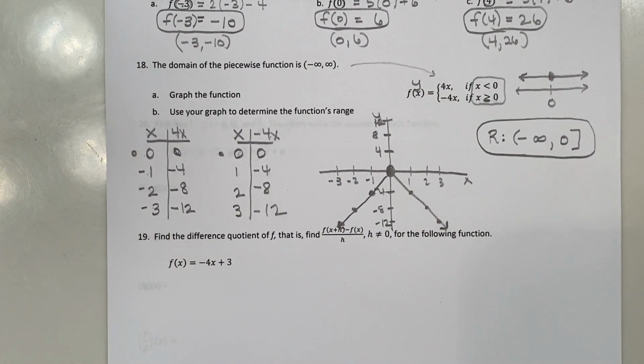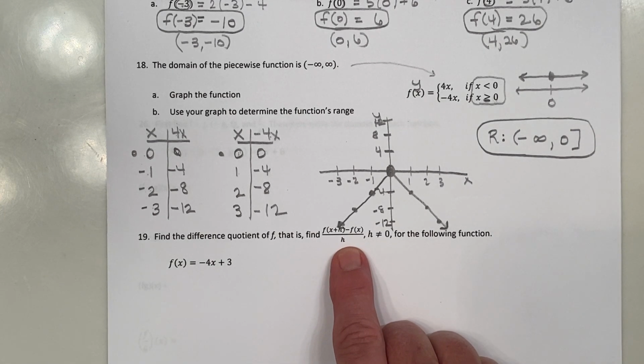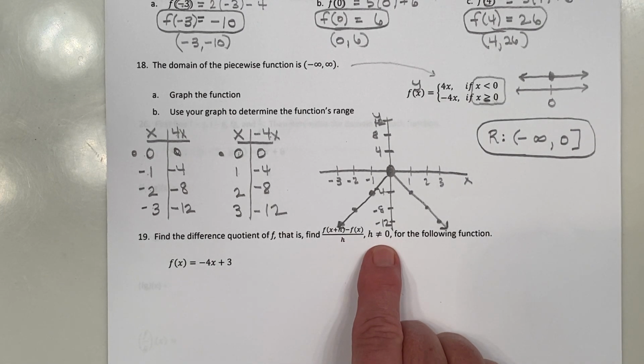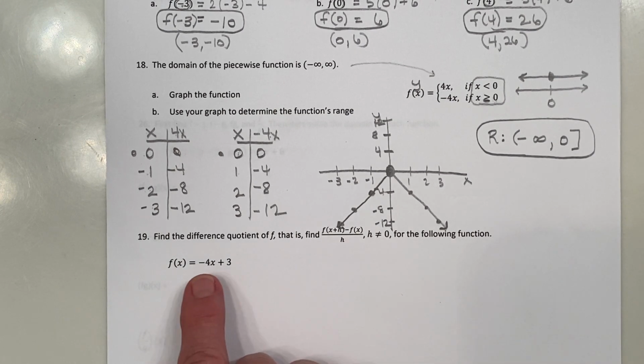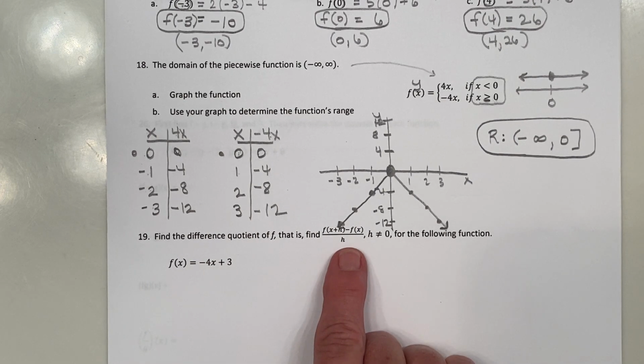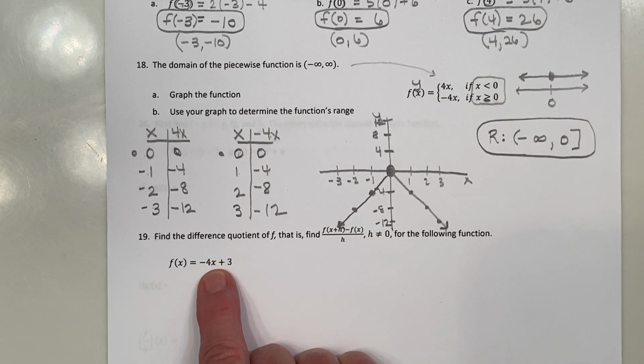In 19, let's find the difference quotient. That is, this formula will be given to you. Notice that h can't be 0 because we don't want to divide by 0. So let's find the difference quotient for the following function. So you'll be given the formula, and then you'll be given an equation.